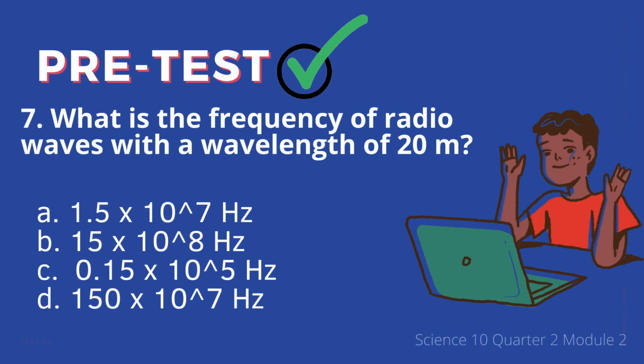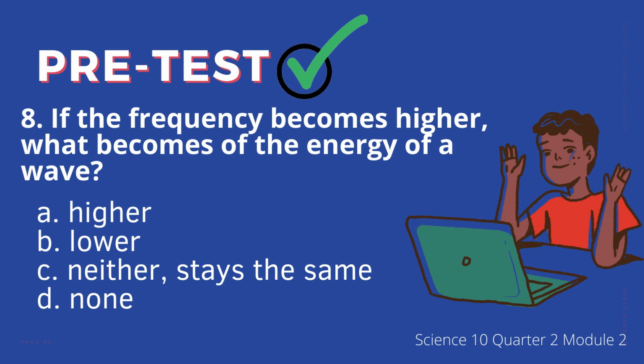7. What is the frequency of radio waves with a wavelength of 20 meters? A. 1.5 × 10^7 Hertz. B. 15 × 10^8 Hertz. C. 0.15 × 10^5 Hertz. Or D. 150 × 10^7 Hertz. 8. If the frequency becomes higher, what becomes the energy of a wave? A. Higher. B. Lower. C. Neither, stays the same. D. None.